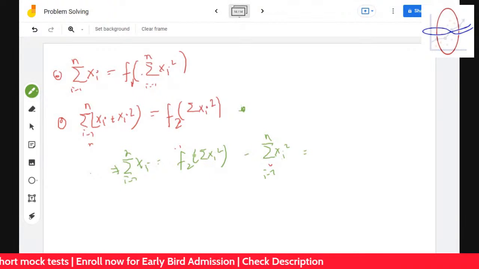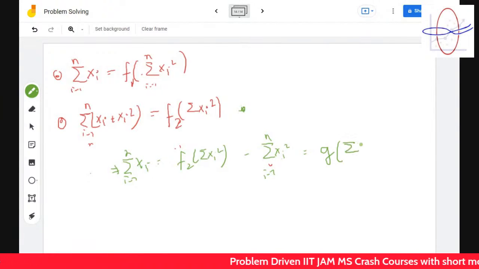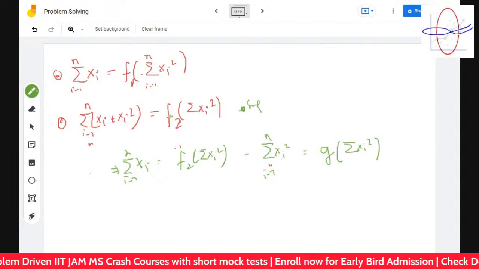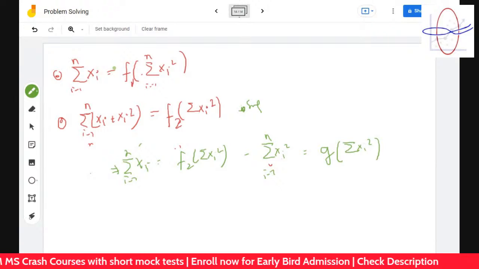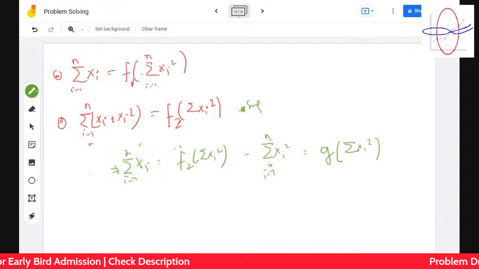It's a subtraction of two functions of t, right? So it's like f1(t) minus f2(t) minus t. So it's like another function of t, summation xi square. So that means if this is sufficient, if and only if this happens, then summation xi is also sufficient. If this is not sufficient, then this is also not sufficient. So we have to just show one of them. That's it. Did you understand now, guys?